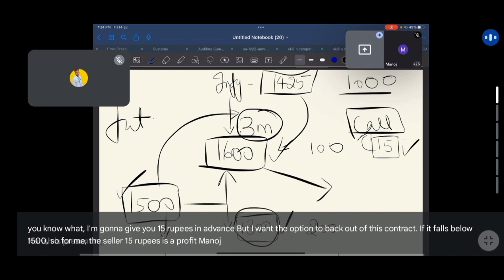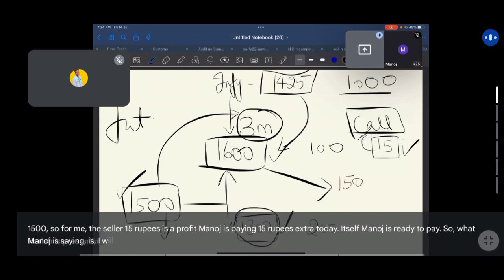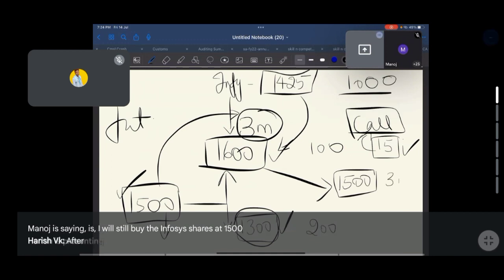So for me, the seller, 15 rupees is a profit. Manoj is paying 15 rupees extra. Today itself, Manoj is ready to pay. So what Manoj is saying is, I will still buy the Infosys shares at 1500 after 3 months.